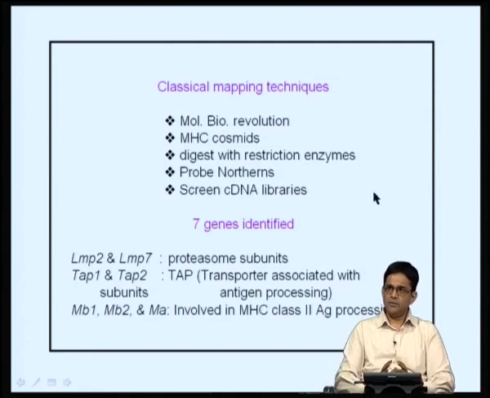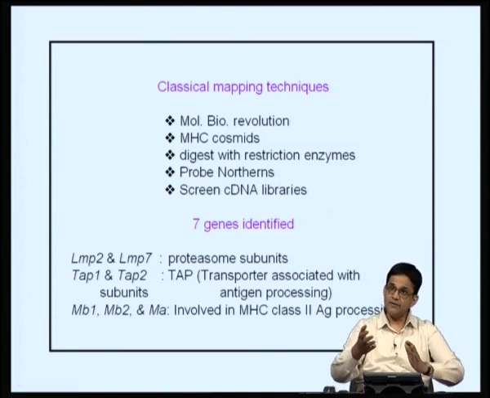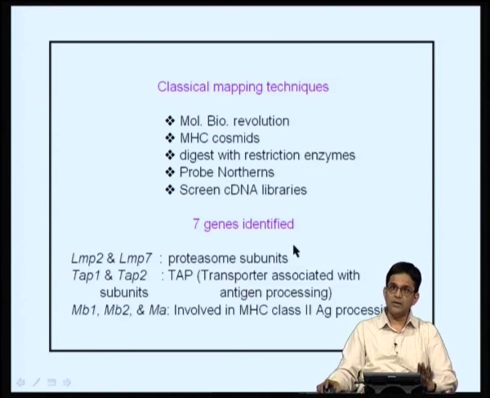And then after the general gross localization, the genes had to be found out, and subsequently the molecular biology revolution took over. You had cosmids, they were digested with restriction enzymes, northerns were done to look for expression, and then cDNA libraries were screened and 7 genes were identified. So in a small part, 7 genes were identified, and all these 7 play an important role in MHC class 1 and class 2 antigen processing. This is the important part, because the presentation part was already found out.